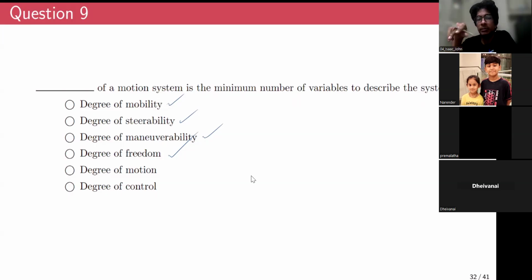Right? It's basically modulating the wheel velocity, but since we are not directly giving that input to the wheel, we are simply modulating that steering axis. That's degree of steerability. And maneuverability is just the sum of degree of mobility and steerability. What about degree of freedom? Is that a good candidate for this question?